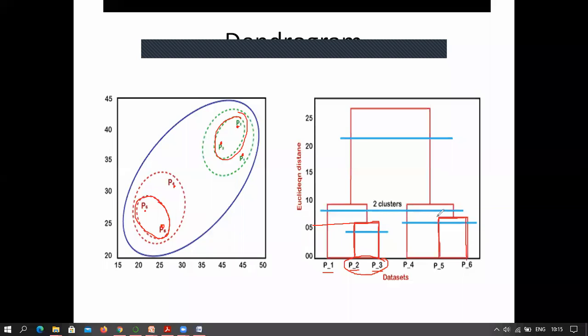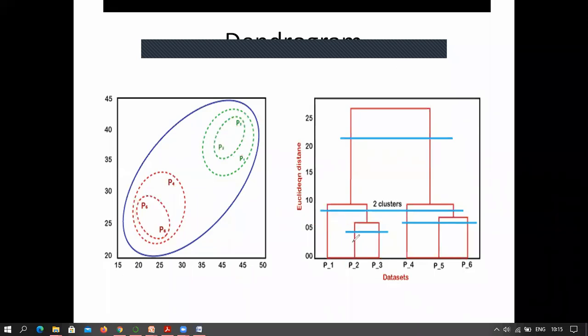Suppose the Euclidean distance is 5 point something. You can assume that the height of this rectangle is more as compared to this. It may be 6, so you need to make this rectangle. So initially I combined P2 and P3, then I combined P5 and P6. Is it clear till this?